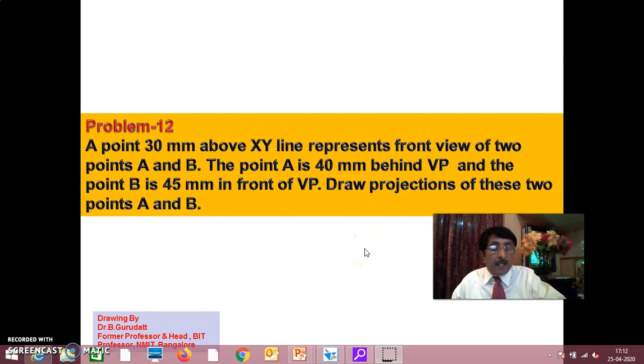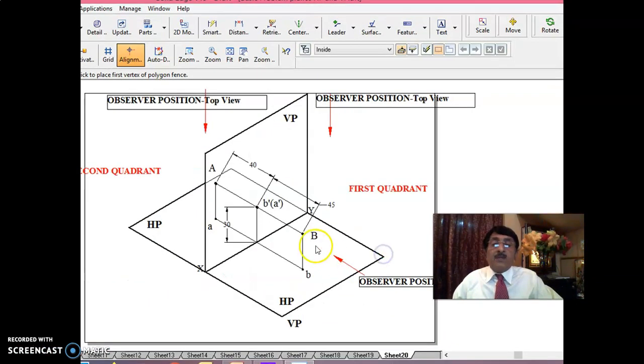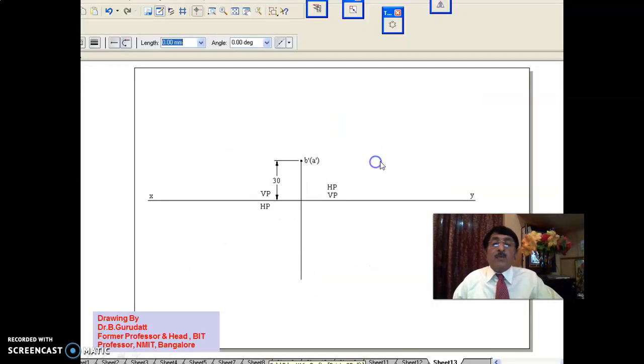Now in this way, you see here, point B is 45 mm in front of VP, point A is 40 mm behind VP. That is, A is in the second quadrant, point B is in the first quadrant. Now you just draw this.